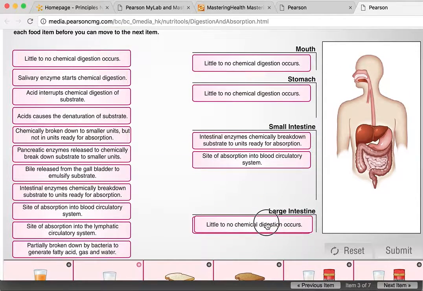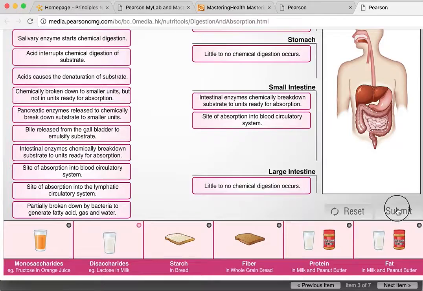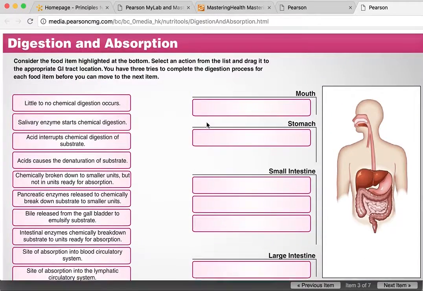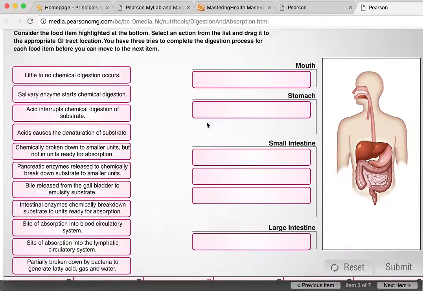So monosaccharides and disaccharides are very simple. They don't require a lot of digestion. So I'll stop there, but if you still have questions after this, just let me know.